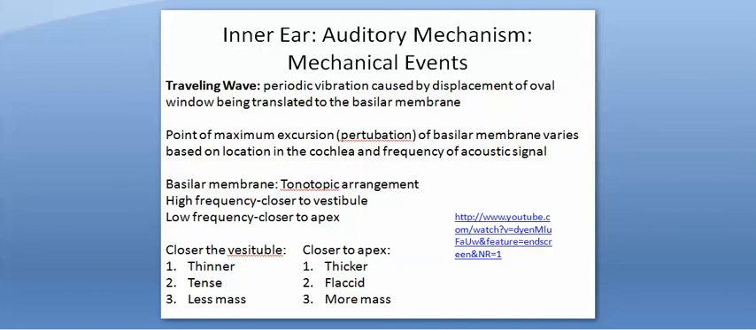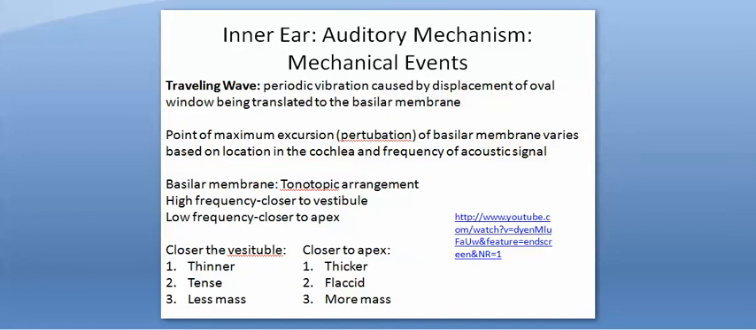So closer to the vestibule, so closer to the middle ear, you're going to be able to interpret higher frequency sounds. Okay, and that has to do with it being a thinner, tense, less massy structure. If you think of the vocal cords and how women have thinner, less massy vocal cords, so they typically have a higher frequency sound, the same principle is true for the basilar membrane.